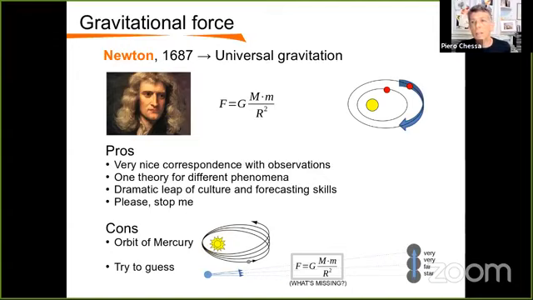A very nice theory because it explains with very nice correspondence the elliptic orbits of planets. It's one theory for different phenomena, from orbits to falling objects. So it's a dramatic leap of culture. It is so precise that we still stick to it for motion calculations in the sky. But it also has something going wrong. One of these going wrong things is the orbit of Mercury.